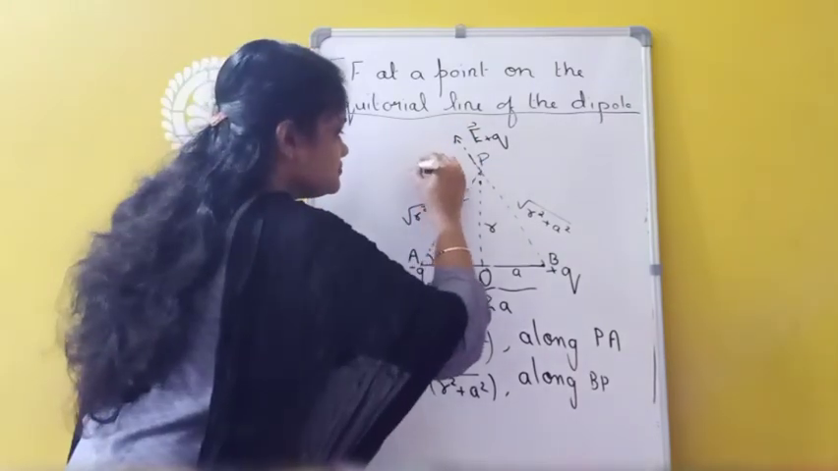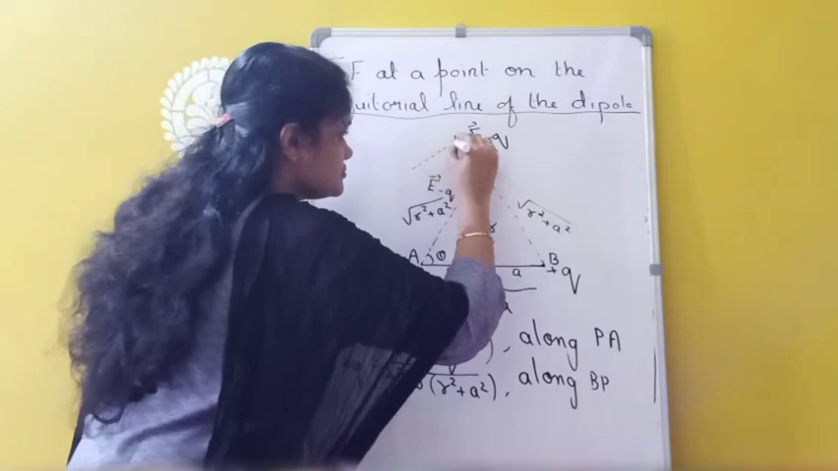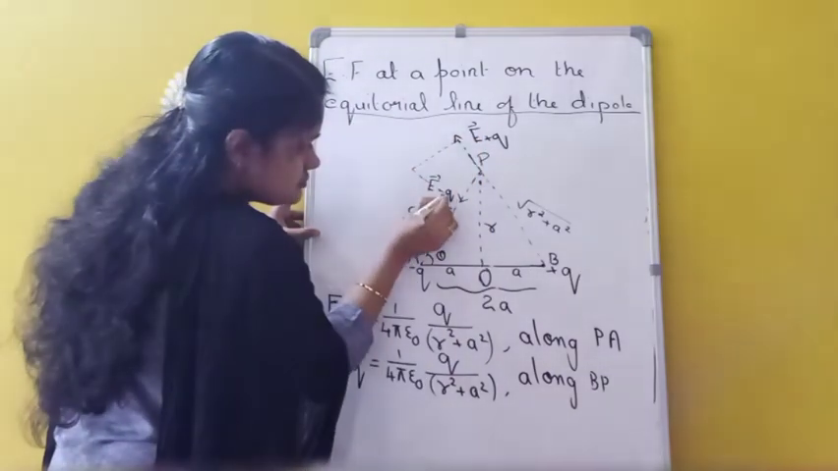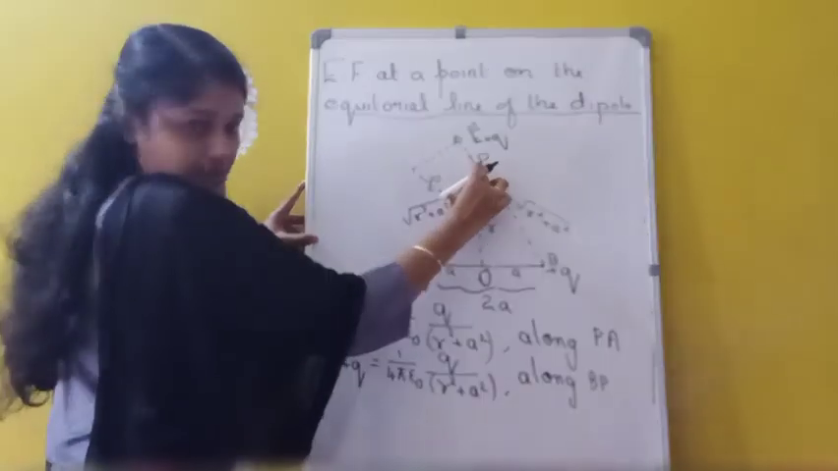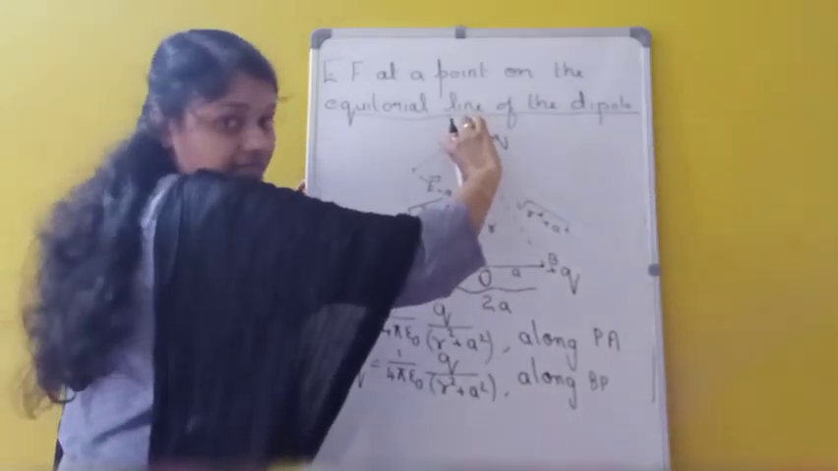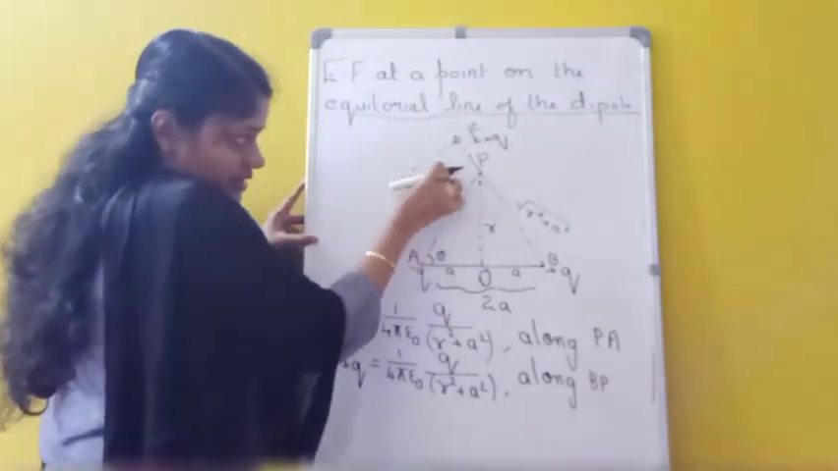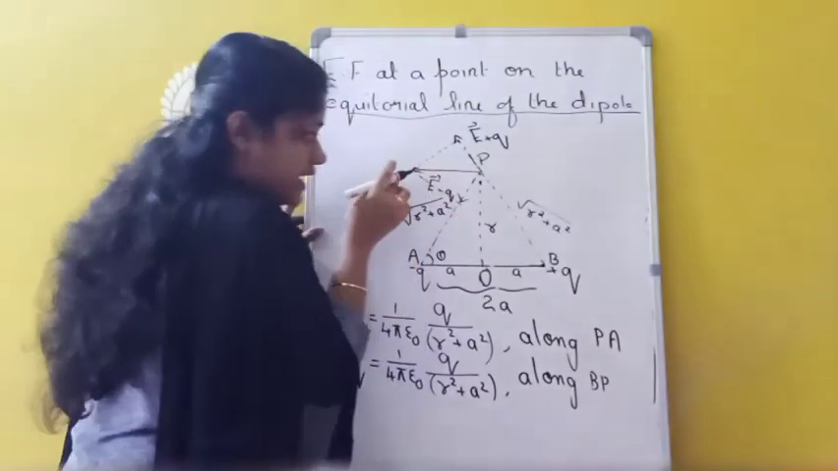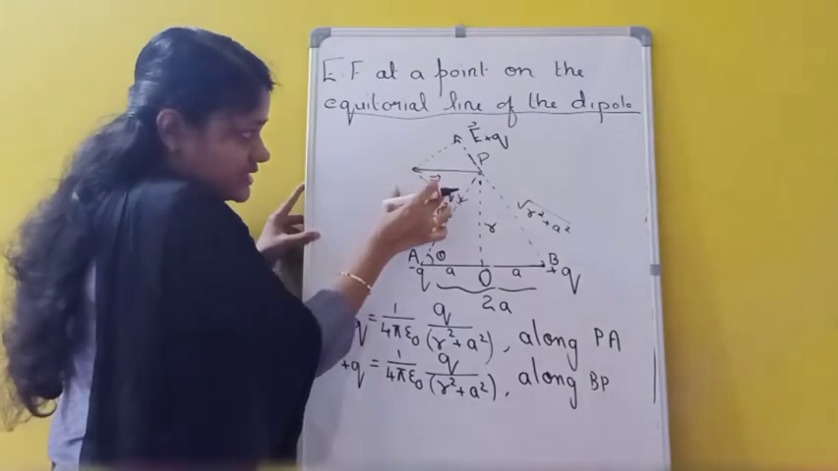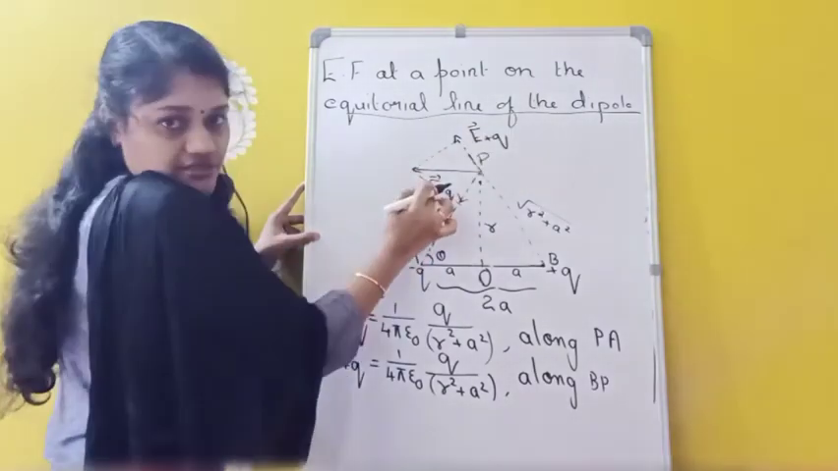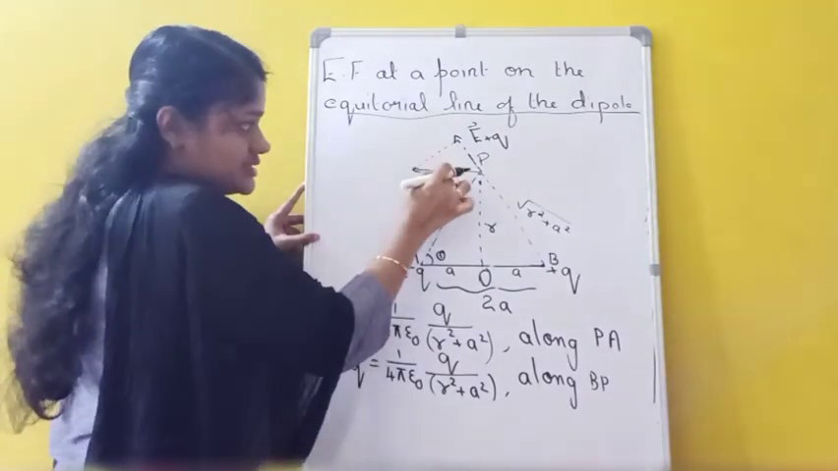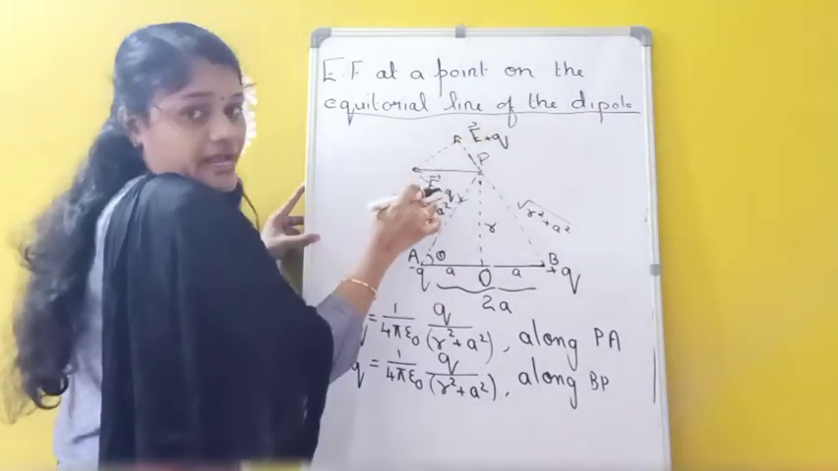Parallelogram. And this side is E minus Q and this side is E plus Q. Then if you draw a diagonal here, this diagonal will give the resultant of these two vectors. So this diagonal of this parallelogram will give the resultant of E plus Q and E minus Q.